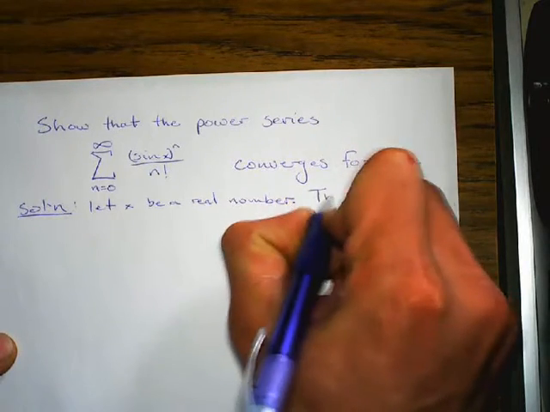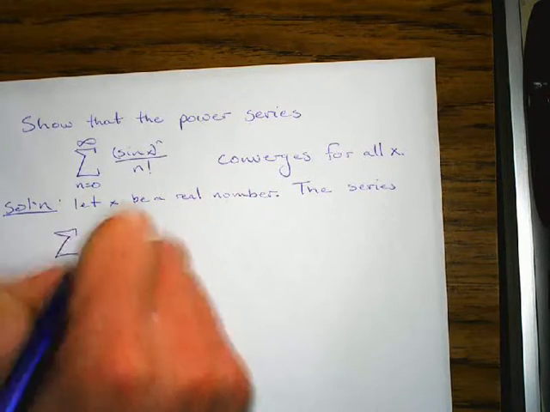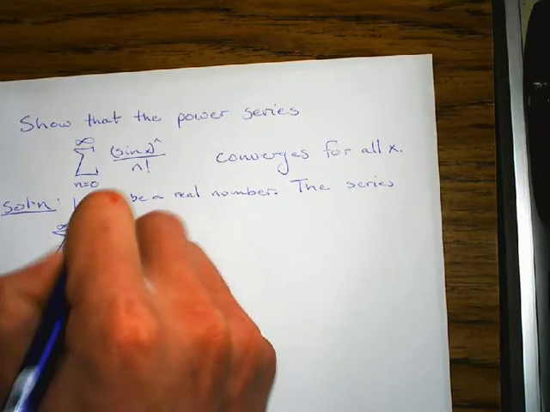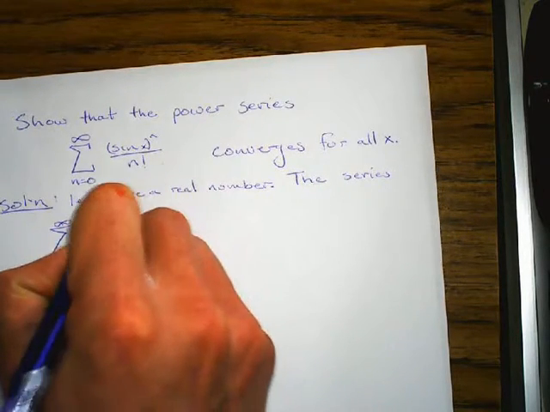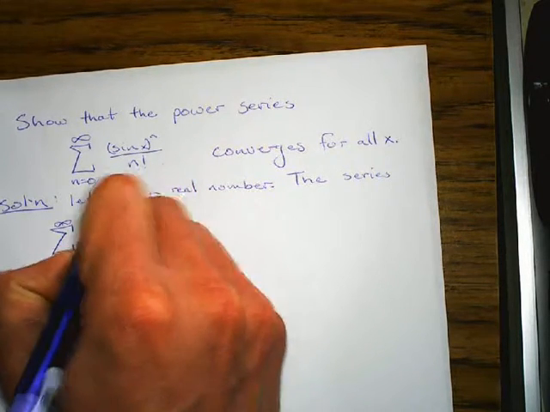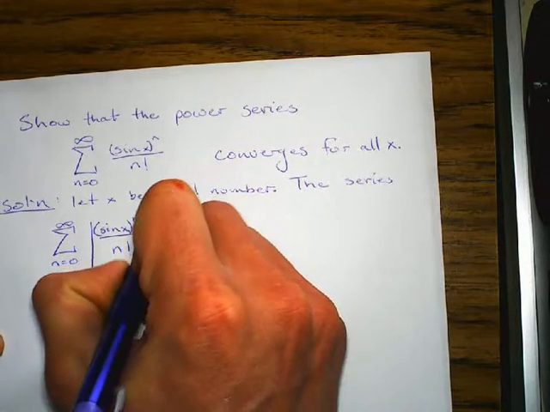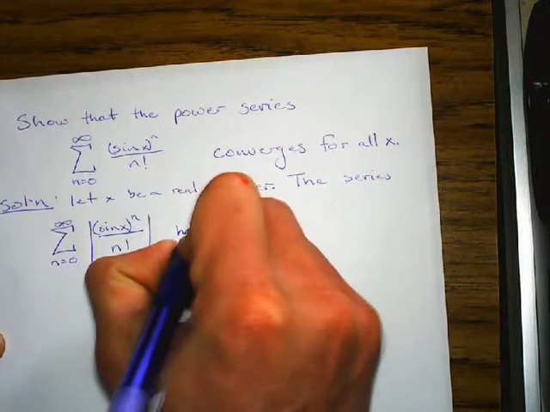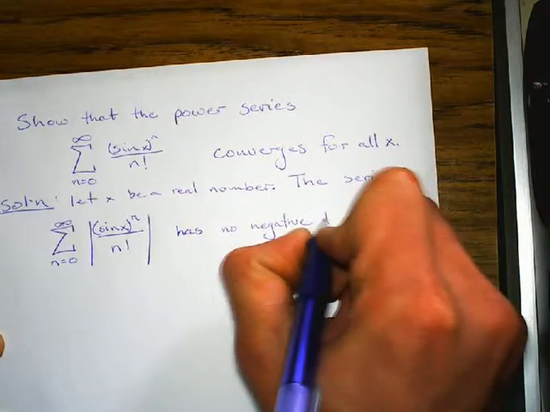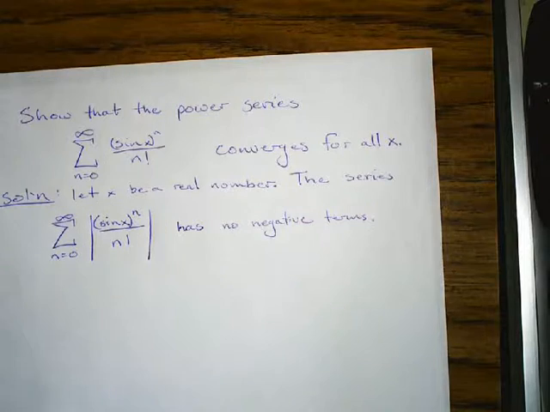The series, the sum from n equals 0 to infinity of the absolute value of sine of x to the n over n factorial has no negative terms. Okay. We had to do this.